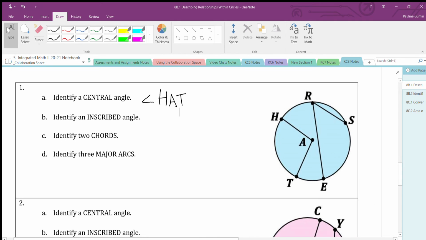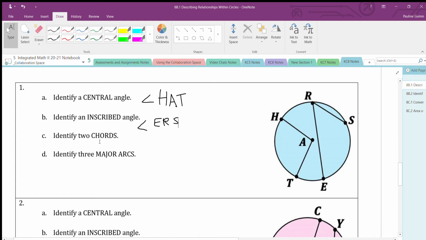All right. Next, an inscribed angle. Now, an inscribed angle is an angle that is formed within a circle, but not necessarily using the center point. I see that angle as angle ERS. Angle ERS. So it's an angle that's in the circle, but it's not using that center point.